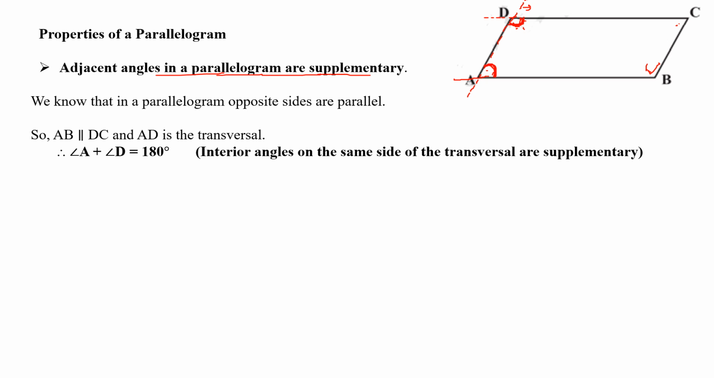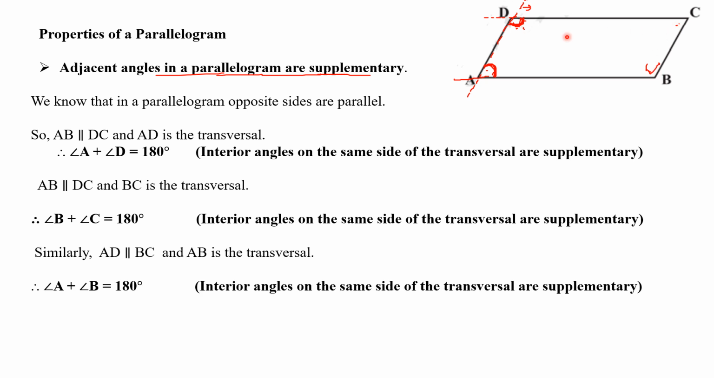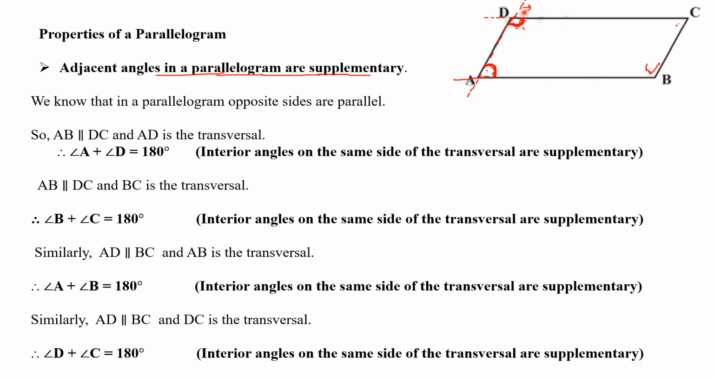Now similarly, if I take AB and CD as parallel and BC as the transversal, then again angle B plus angle C will be 180 degrees. Now similarly, if I take AD and BC as parallel and AB as the transversal, then angle A plus angle B are the interior angles on the same side. So they will also be supplementary. And in the last, AD parallel to BC, and if you take CD as the transversal, then angle D plus angle C will also be 180 degrees.